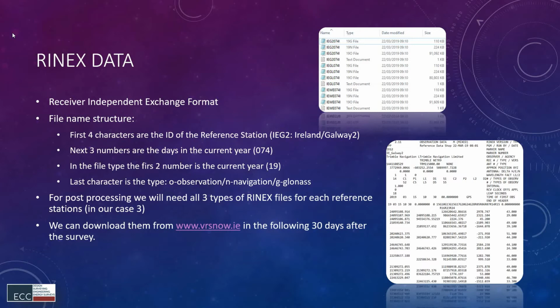So for the reference stations, I got 3 of them. I think Galway, somewhere in the north. I'm not sure what the name is. Definitely IEG2, it's Galway. So you can see the coding, how they call them. The first 4 characters refer to the name. The next 3 numbers are the day in the current year, and in this case this survey was made in April.